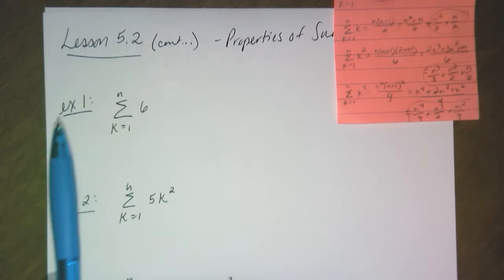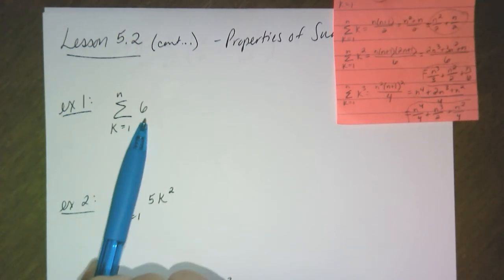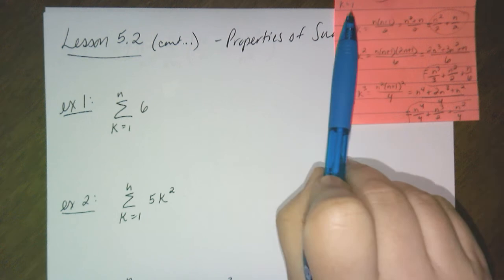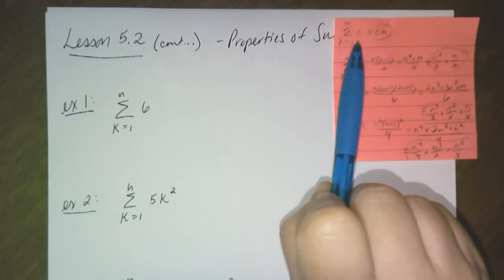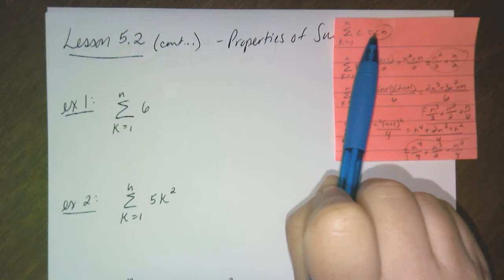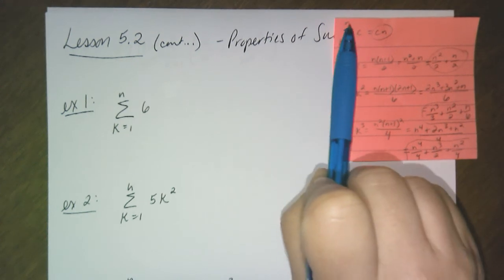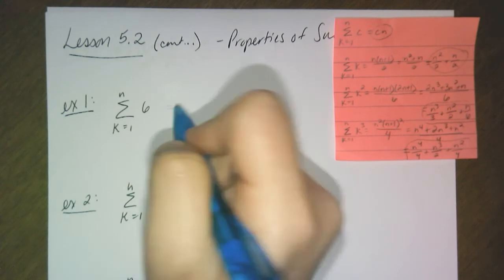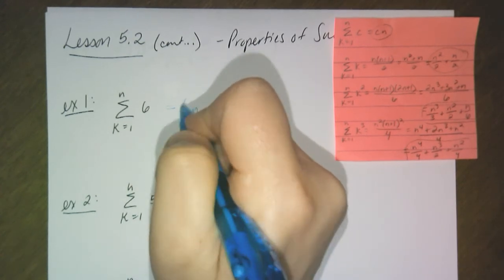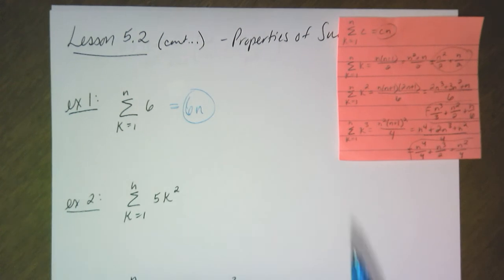So the first one is the sum from k equals 1 to n of a constant 6. Okay, so that would be this first property. When you take the sum of a constant, it's just 6 times whatever that number happens to be, if it's 1 through 10, or if it's 2, whatever it happens to be. So you would just write 6n. Done. That's easy.